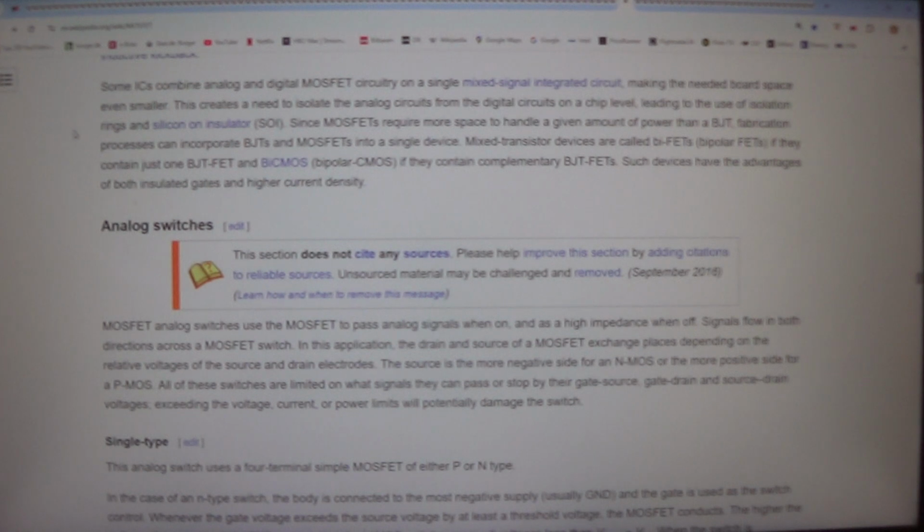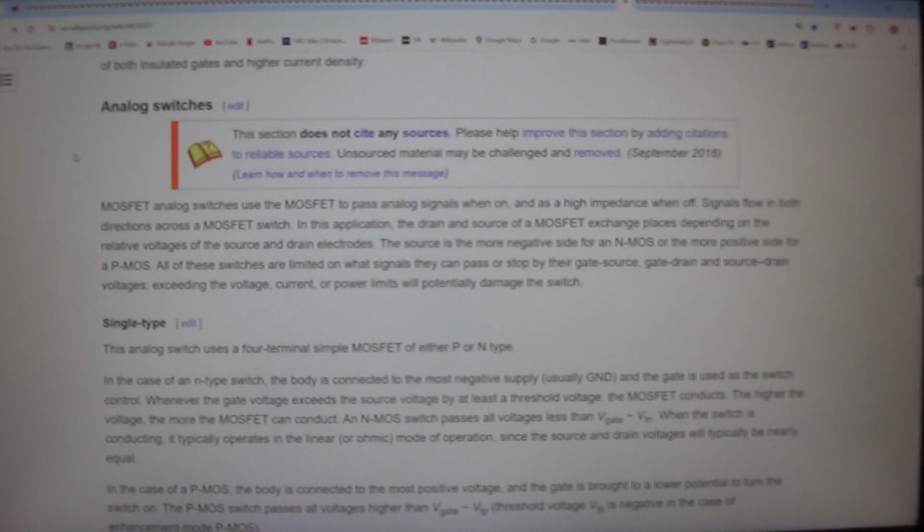Since MOSFETs require more space to handle a given amount of power than a BJT, fabrication processes can incorporate BJTs and MOSFETs into a single device. Mixed transistor devices are called BiFETs, bipolar FETs, if they contain just one BJT FET, and BiCMOS, bipolar CMOS, if they contain complementary BJT FETs. Such devices have the advantages of both insulated gates and higher current density.